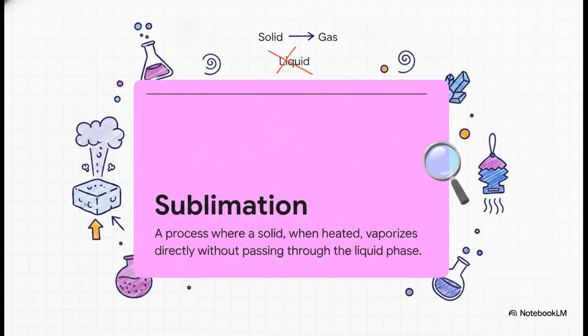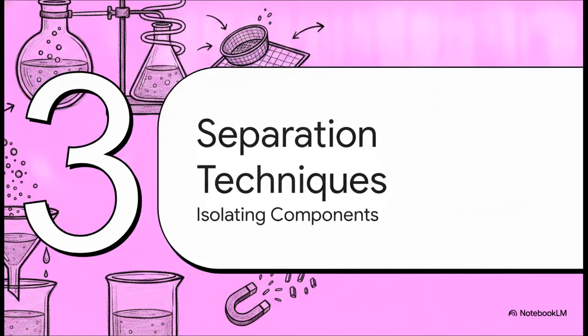We call this sublimation. It's a fascinating shortcut where a solid, when heated, vaporizes instantly into a gas, totally bypassing the liquid phase. You've probably actually seen this in the real world with solid air fresheners or dry ice. Let's step into the lab for Section 3, laboratory separation techniques, isolating components from a mixture.